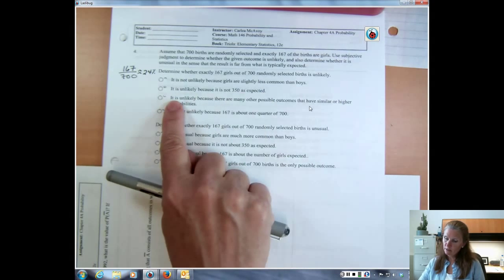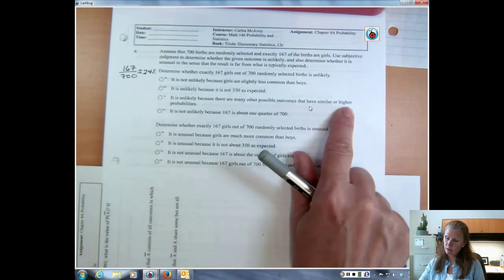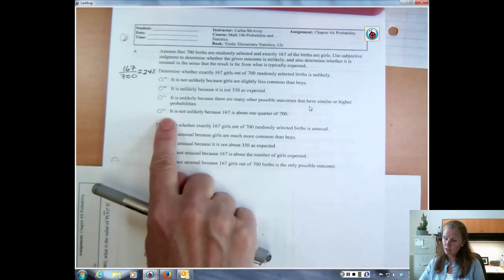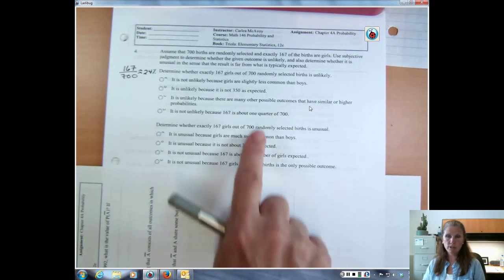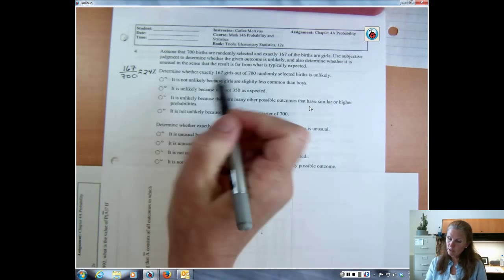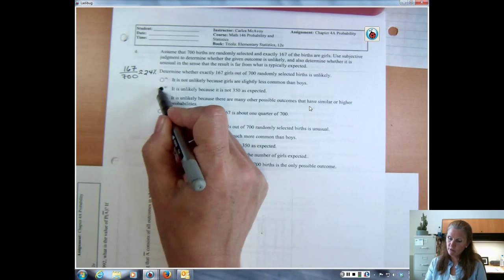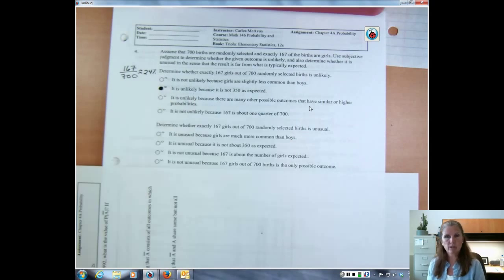It is unlikely because there are many other possible outcomes that have similar... No, that doesn't even make sense. It is not unlikely. It is about a quarter, but that's unusual because it should be 50%. So it is unlikely because it is not 350 as expected. Where does the 350 come from? Well, half of 700. That's about what we would expect. Determine whether exactly 167 girls out of 700 randomly selected births is unusual.